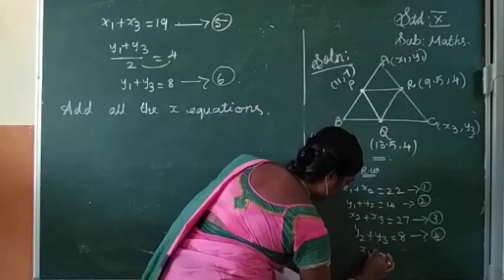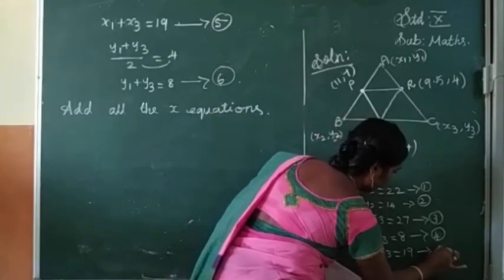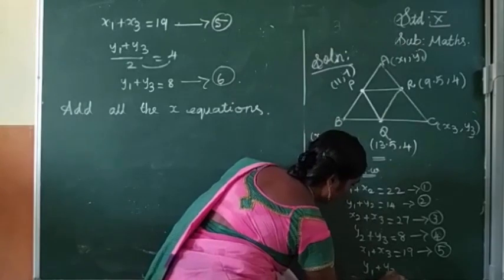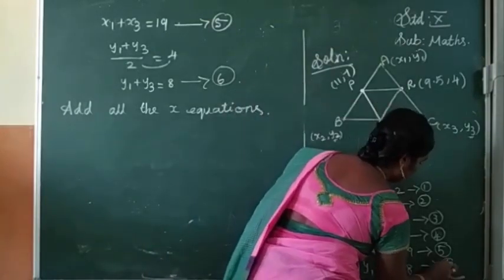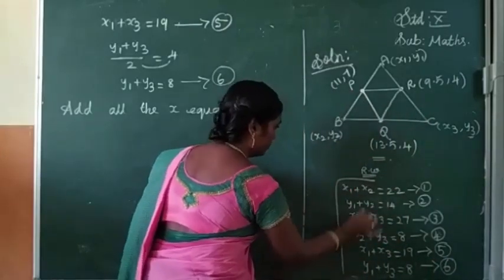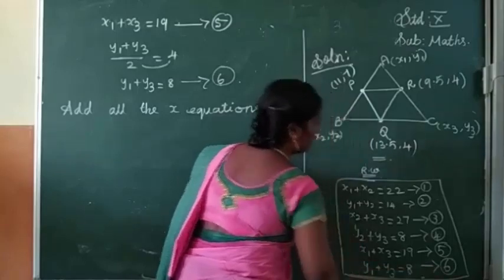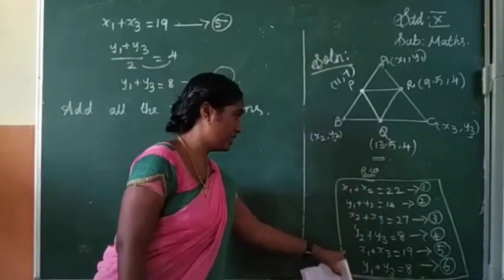Then x1 plus x3 is equal to 19. This is equation number 5. And y1 plus y3 is equal to 8. This is equation number 6. So overall these are all the 6 equations we have.